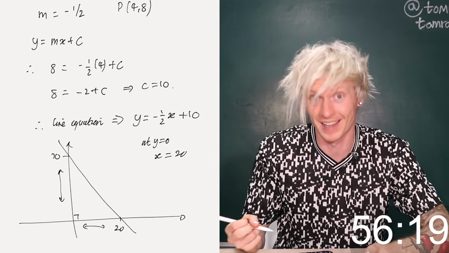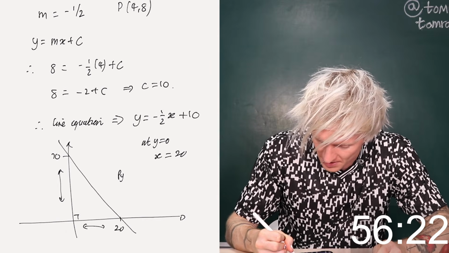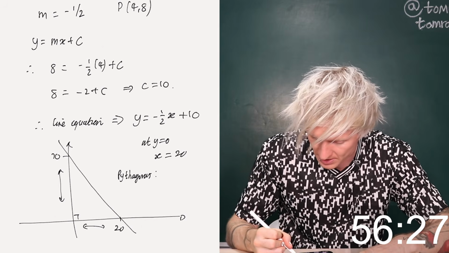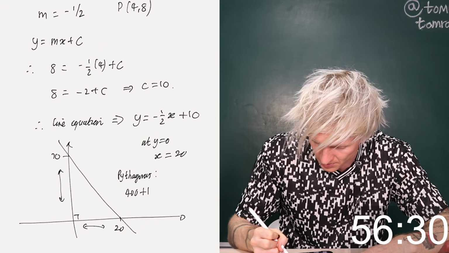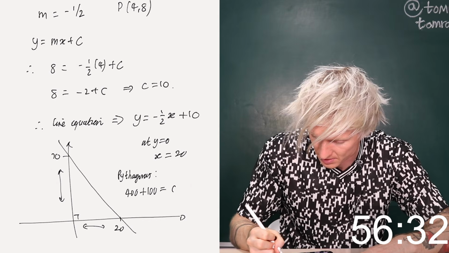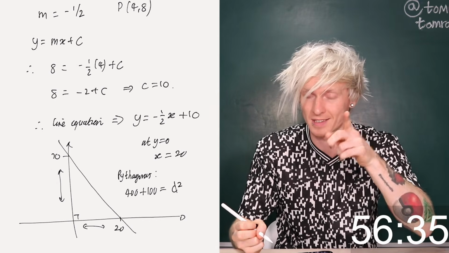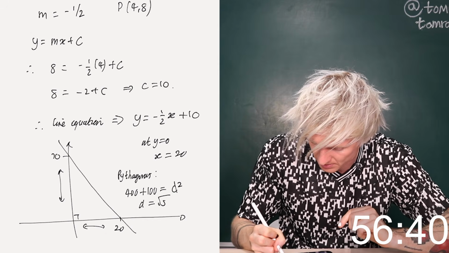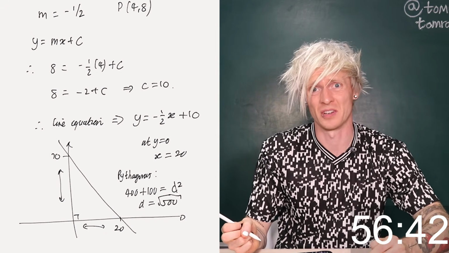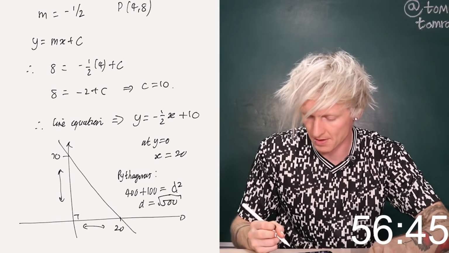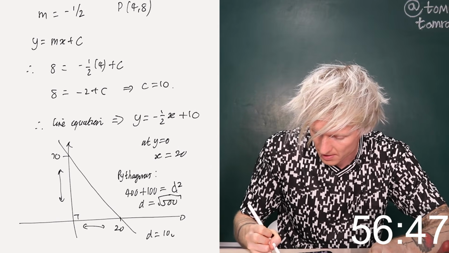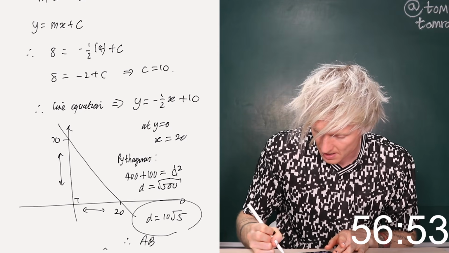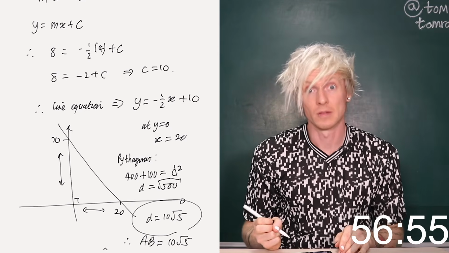So Pythagoras, don't think you might do it again, but I'm going for it. So Pythagoras tells me that 20 squared, 400, plus 100 equals, let's call it c squared. No, let's call it d squared because I've already used c. So d is the square root of 500. And the square root of 500, it wants me to factor that out, so d is equal to 10 root 5. All right, so therefore AB equals 10 root 5.